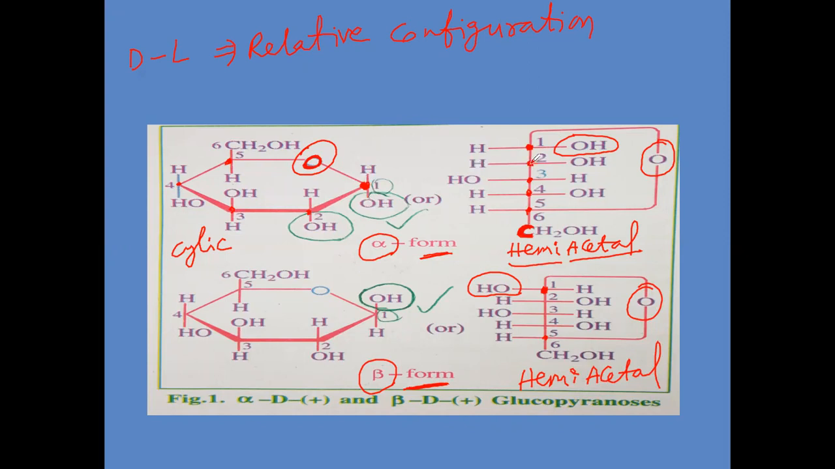On the second atom, what is the OH position? Right side. That's why OH will be downwards and H will be upwards. On the third atom, OH is on the left side and H is on the right side. When H is on the right side, that H should go downwards, like this. On the third atom, H is downwards.